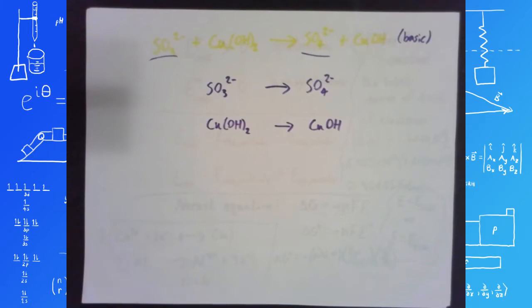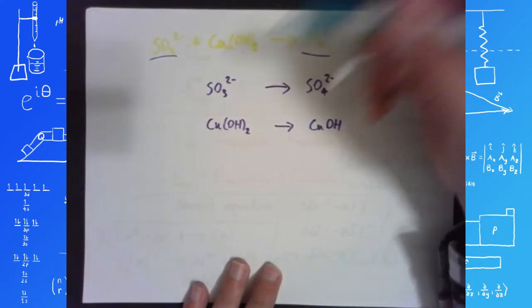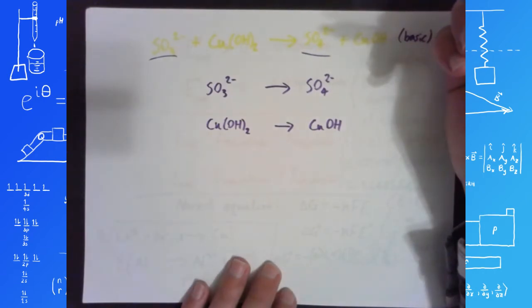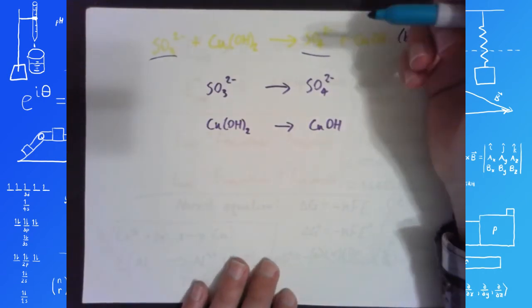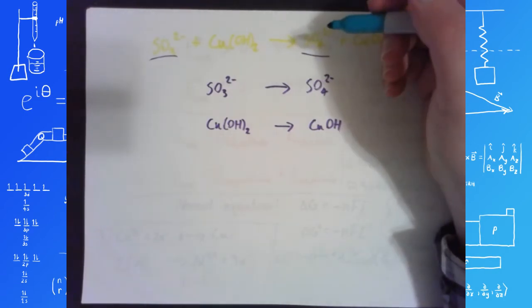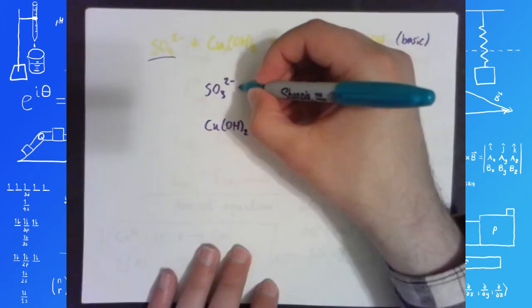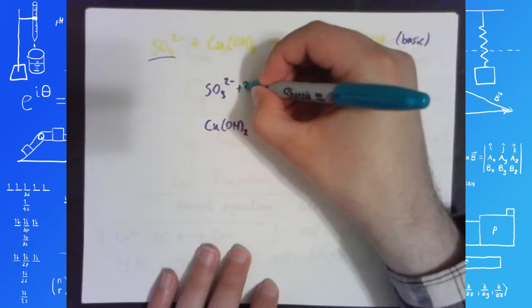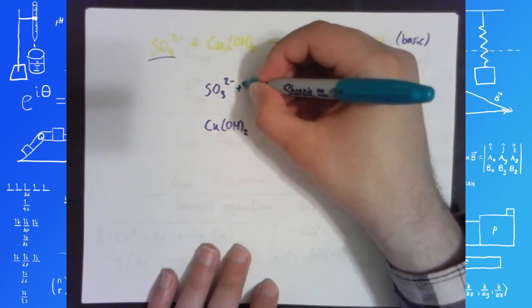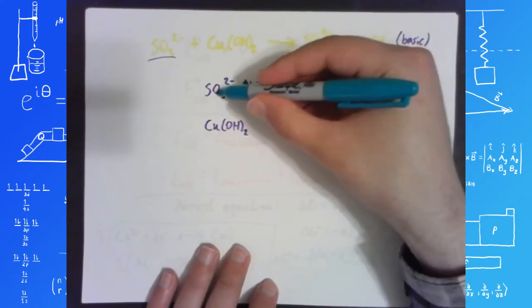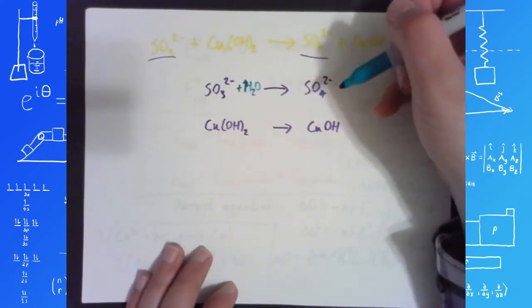So step 1, balance all the non-oxygens and non-hydrogens. So sulfur and sulfur, those are balanced. Copper and copper, those are balanced. Then balance the oxygens with water. Every water molecule contains 1 oxygen. So we've got 4 oxygens here and 3 here. So I'm going to need to add 2 waters. Or, no, not 2, just 1. Just add 1 H2O. And now we've got 4 oxygens on the left and 4 on the right.